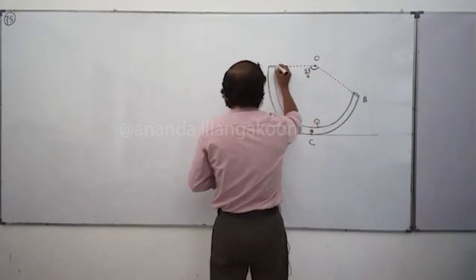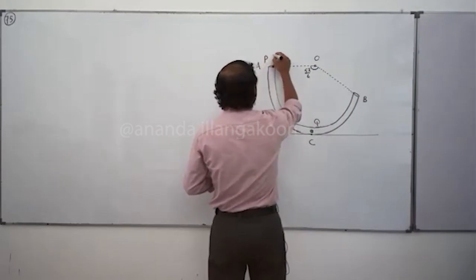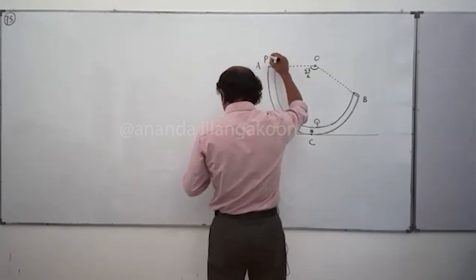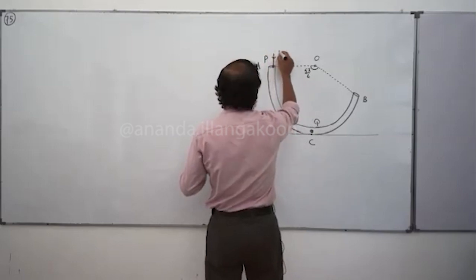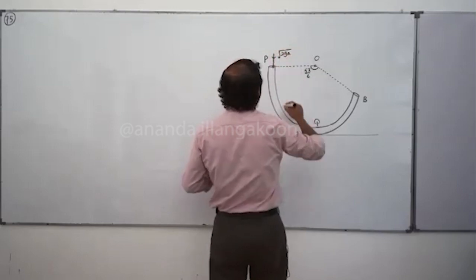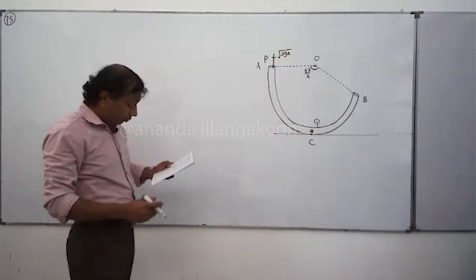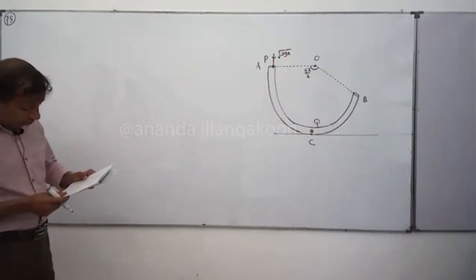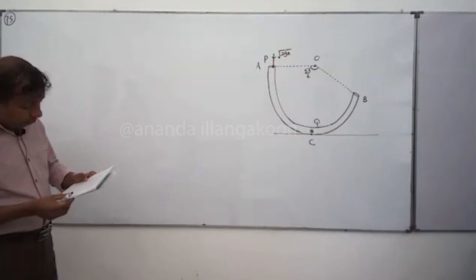Now a particle P is projected from here with a vertical velocity in the downward direction, root 2GA. P also has the mass m.